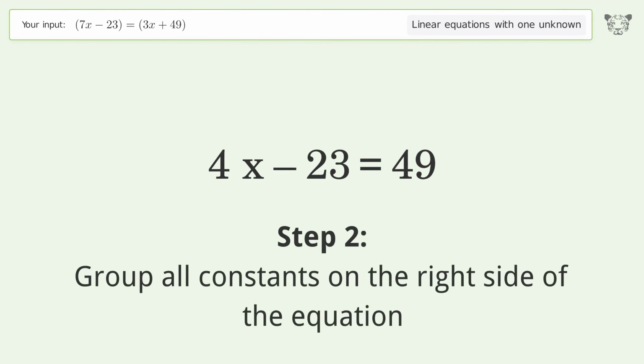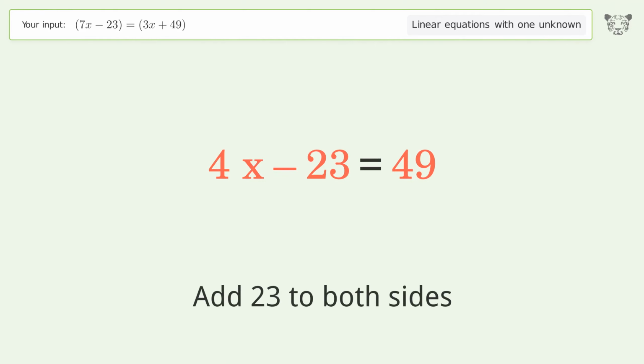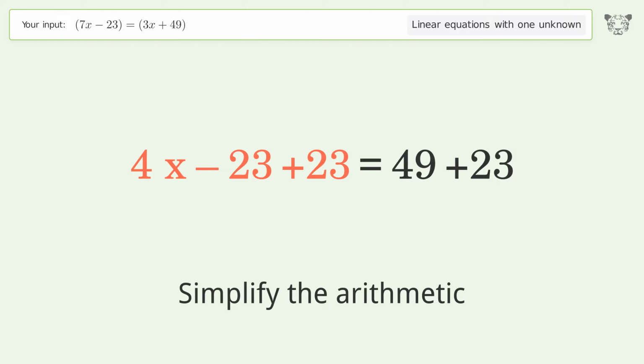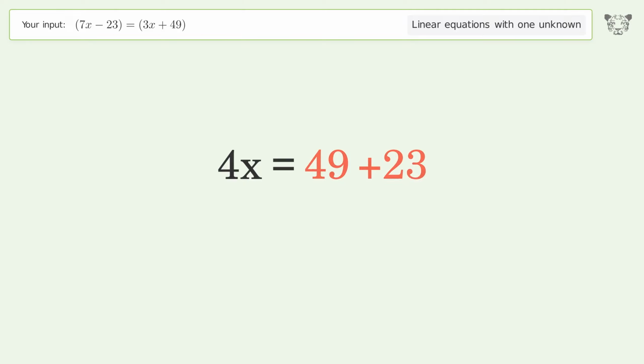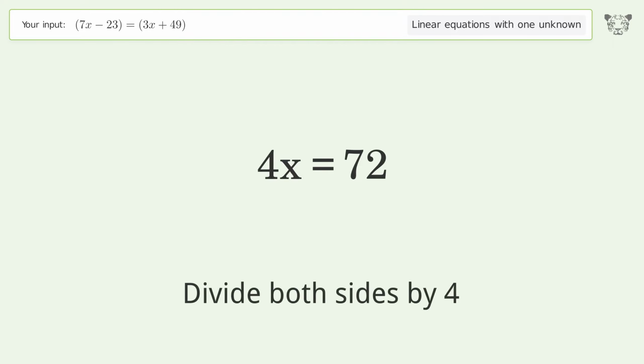Group all constants on the right side of the equation. Add 23 to both sides. Simplify the arithmetic. Isolate the x. Divide both sides by 4.